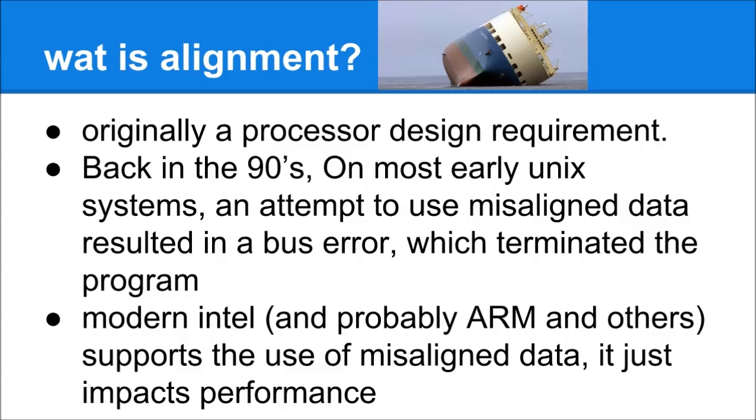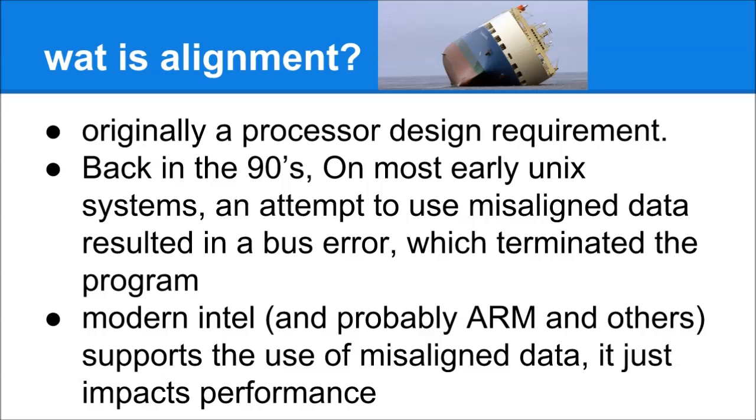So alignment was usually a processor design requirement back in the 90s and before. On most early Unix systems, an attempt to use misaligned data would crash the system. What it needed was for things that were 8 bits long to start at any address. But if it's 2 bytes long, it has to start at an address that's a multiple of 2 bytes. If it's 8 bytes long, it has to start at an address that's a multiple of 8 bytes. And so on and so on.